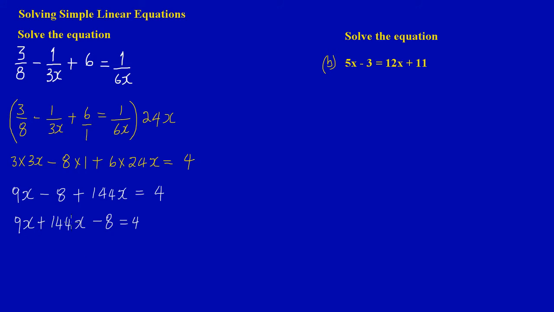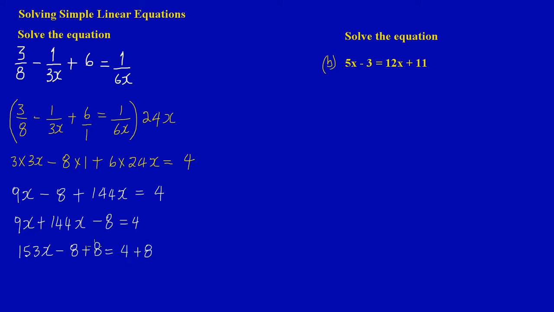Now 9 plus 144 will give us 153. So here, my friends, I'll have 153x is equal to... and if you notice, I have a negative 8 here. Let me not skip any steps. I have a negative 8, so I'm going to have to bring this 8 to the other side. I am going to have to add 8 to both sides to remove this 8, so plus 8, and that is equal to 4 plus 8.